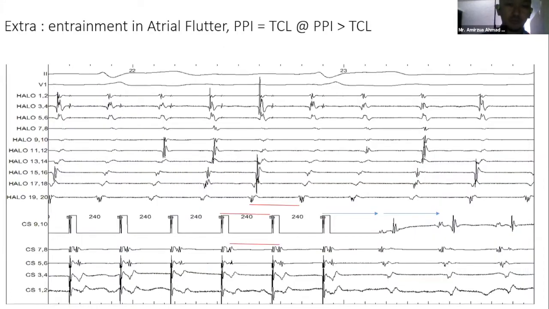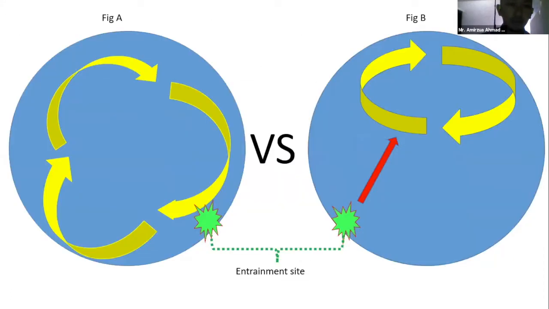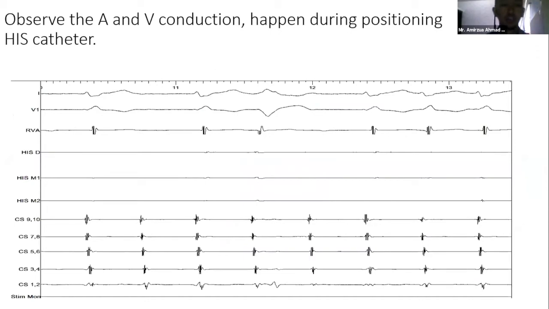Okay, this one is flutter entrainment. This one is a special case. For some patients, after fixing the CS and RV catheters, we saw this behavior. It looks like a dissociation in the first half of the tachycardia, like a flutter. Suddenly, after a premature beat comes in, the tachycardia becomes one-to-one conduction. So what happened on this EGM?